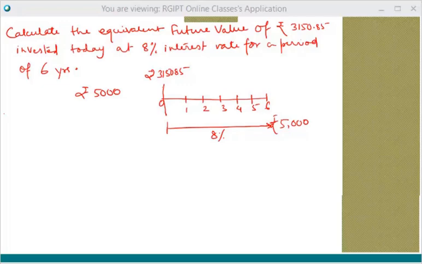Now, if you were to do this same kind of thing for the earlier example that we had, what did we have? Just hold on.